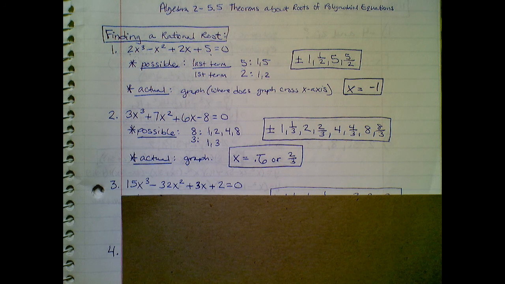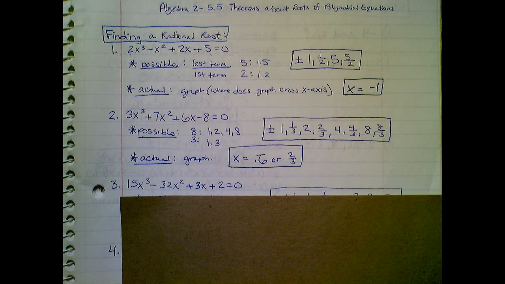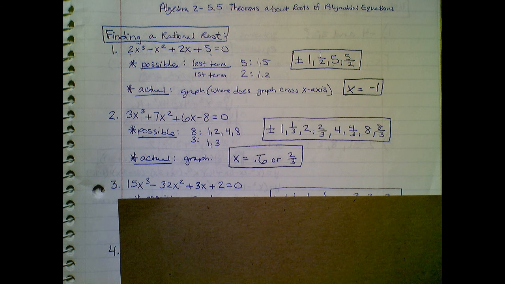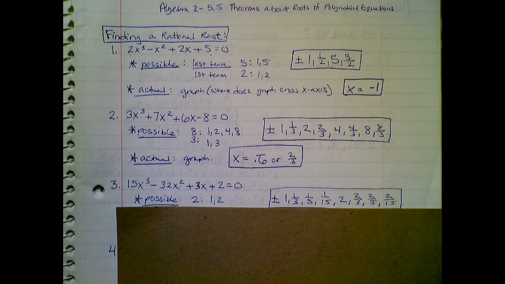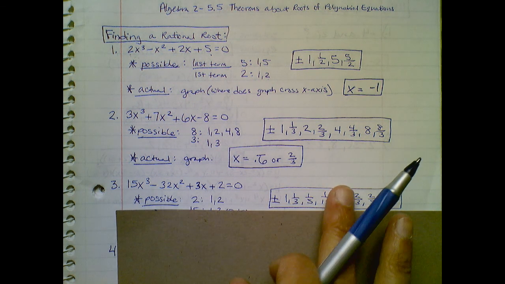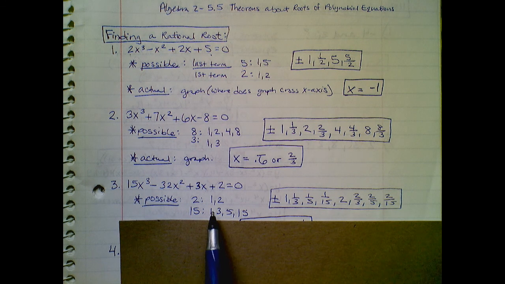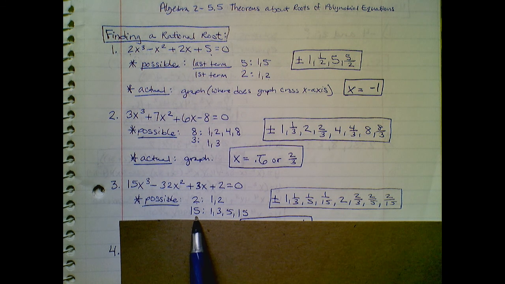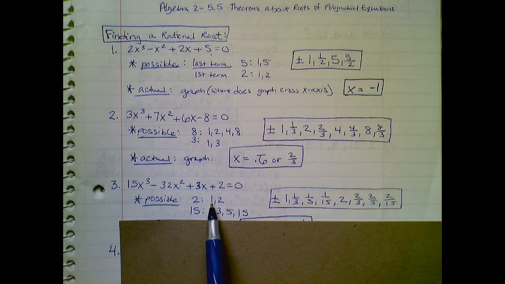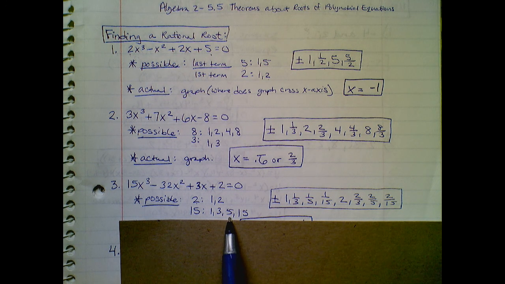All right, I have another example for us. So we have 15x to the third power minus 32x squared plus 3x plus 2. Our last term divided by our first term to find our possible ones. So we have 2 and 15. I always, again, put the last term on top and the first term on bottom since it's last divided by first. So then our last term is 2, so 1 and 2 divide evenly into 2. 15, we have 1, 3, 5, and 15, all divide evenly into 15.